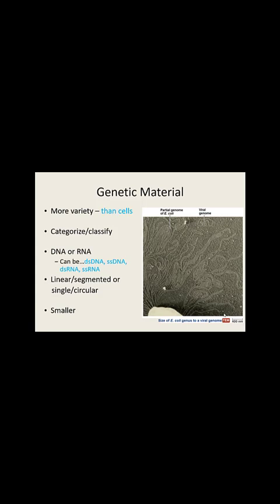Sometimes their genetic material can be linear and in short little segments. Sometimes it can be one single long strand of genetic material. A lot of variety. But even though they have a lot of variety, their genetic material is smaller. They have less genetic material than cells.